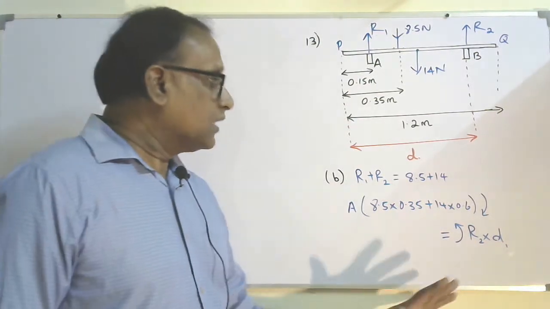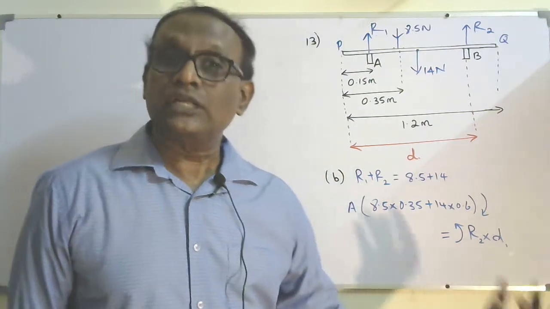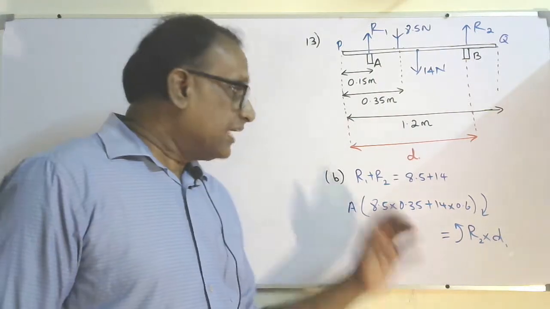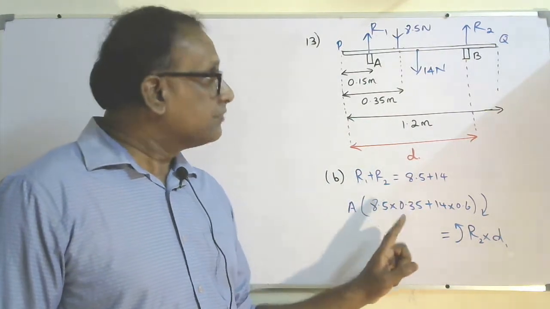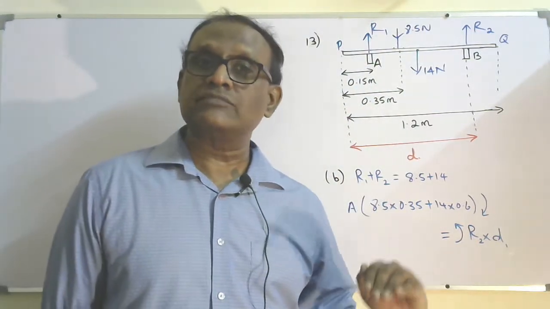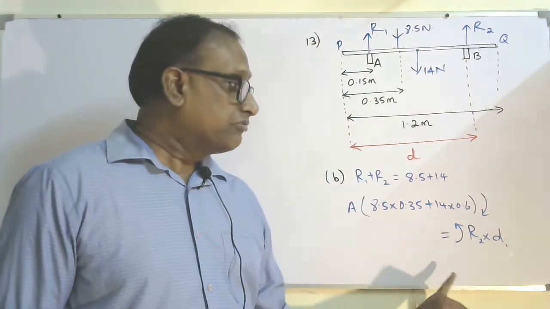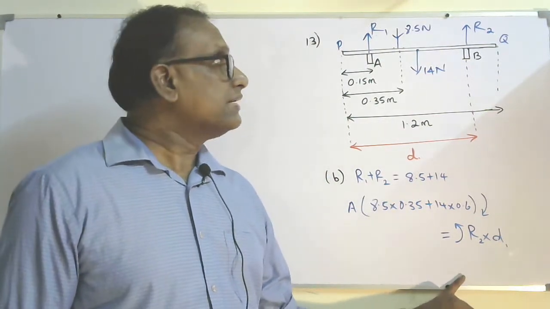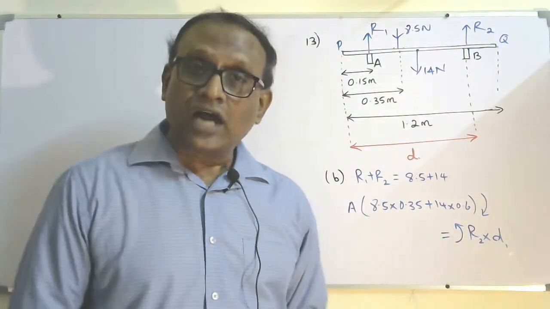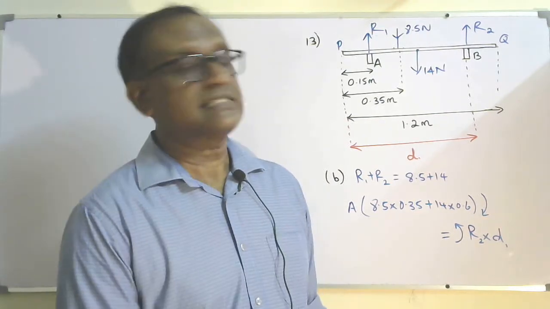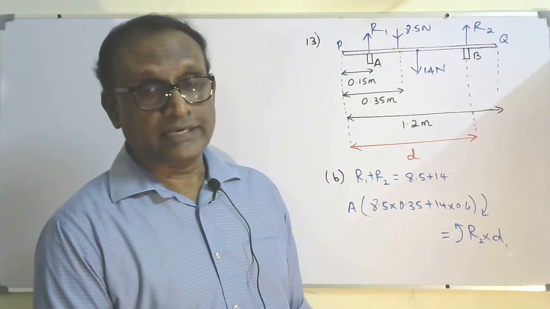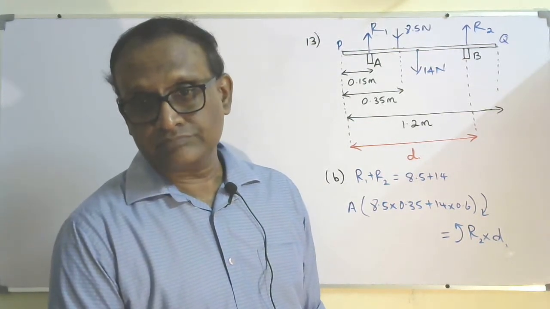You can say the total clockwise moment should be equal to the total anti-clockwise moment about A, since the shelf is at rest. Then you can say the total clockwise moment is given by 8.5 newton and 14 newton. That has no change, so the total clockwise moment will remain unchanged. Therefore, the total anti-clockwise moment is given only by R2, and when the distance of B from A decreases, R2 will increase. That's the answer for part B, question number 13. The value of R2, that is the normal reaction by B, will increase.